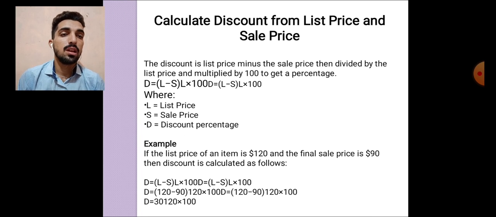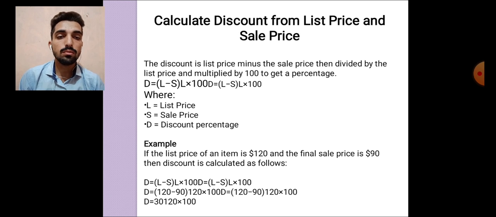Calculate discount from the list price and the sale price. The discount is the list price minus the sale price, divided by the list price, multiplied by 100 to get the percentage. Where L is equal to list price, S is equal to sale price and D is equal to discount percentage. For example, if the list price of an item is 100 and the final sales price is 90, the discount is calculated as follows.